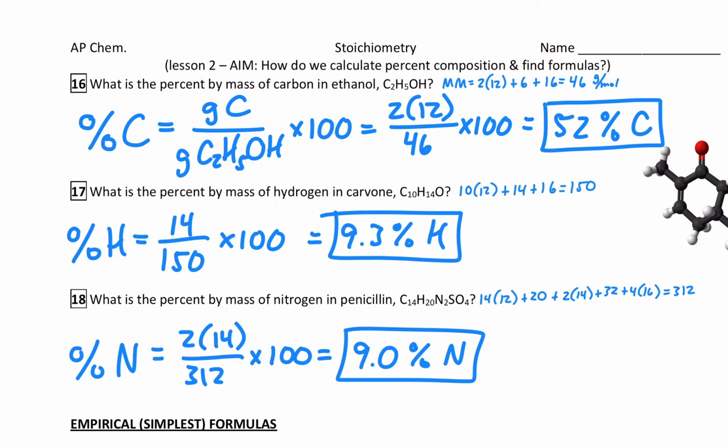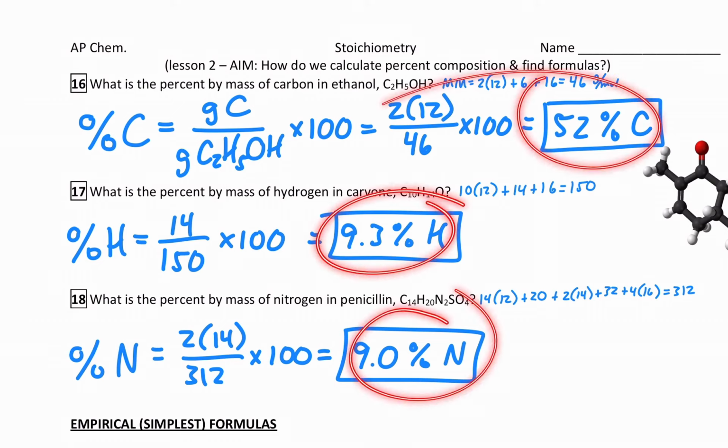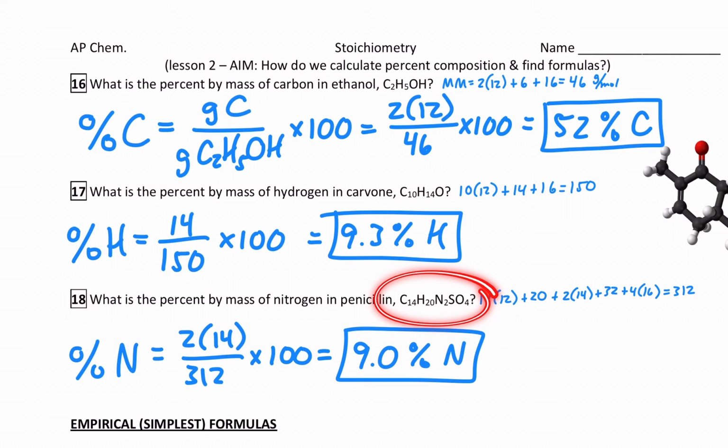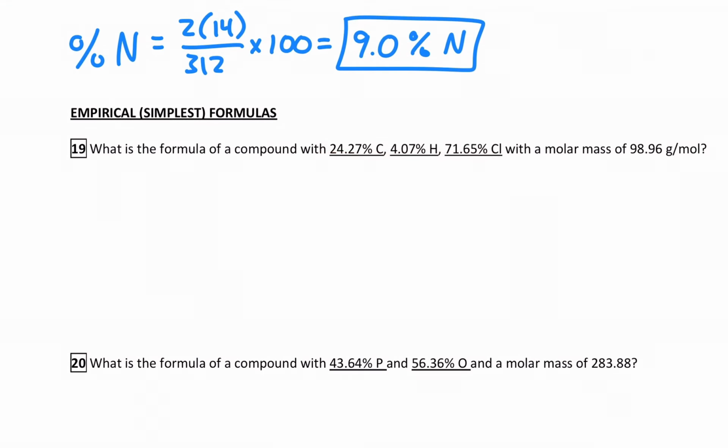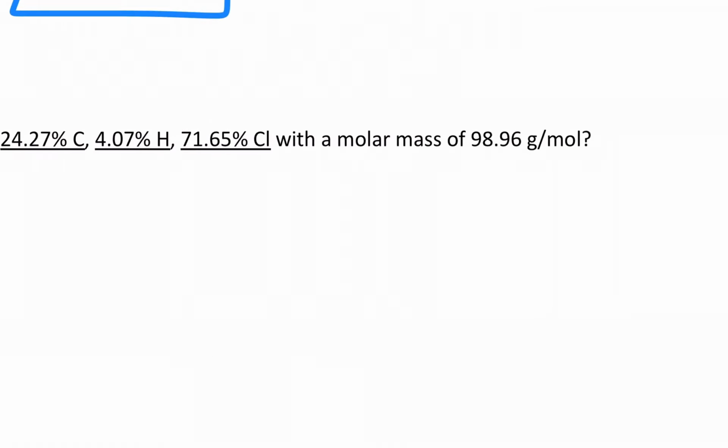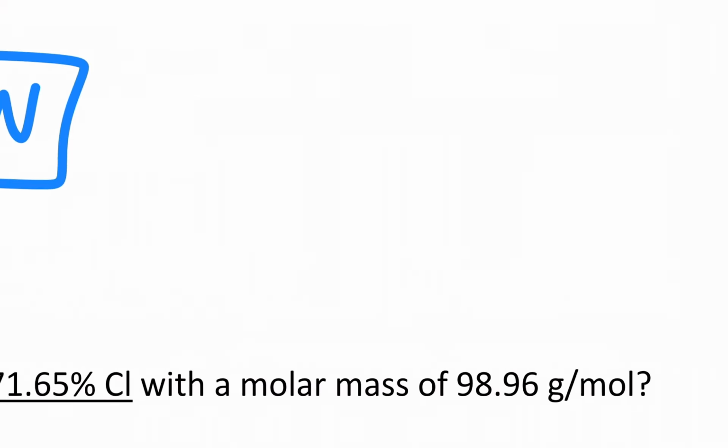So that's just what they mean, but most of the time we're not going to be calculating percent by masses. We're going to be given percent by masses and have to turn them into a formula. So let's talk about how we do that, because we have ways of experimentally getting mass percentages, and then we can turn those into formulas. This is called finding the empirical, which means the simplest formula of a compound. And to do this, there are 3 steps. I'm going to write them up here.